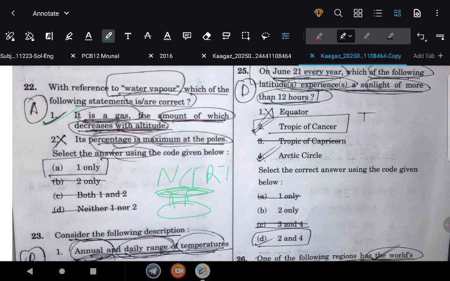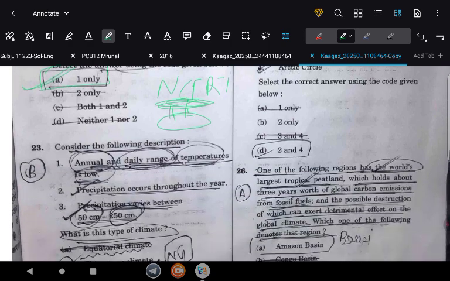Secondly, its percentage is maximum at the poles. No, it would be higher where there is higher evaporation, more rainfall and more trees, which is the tropical or equatorial area. So it's not at the poles, and this is covered in the NCERT. So this is the basic stuff. So the answer is A.